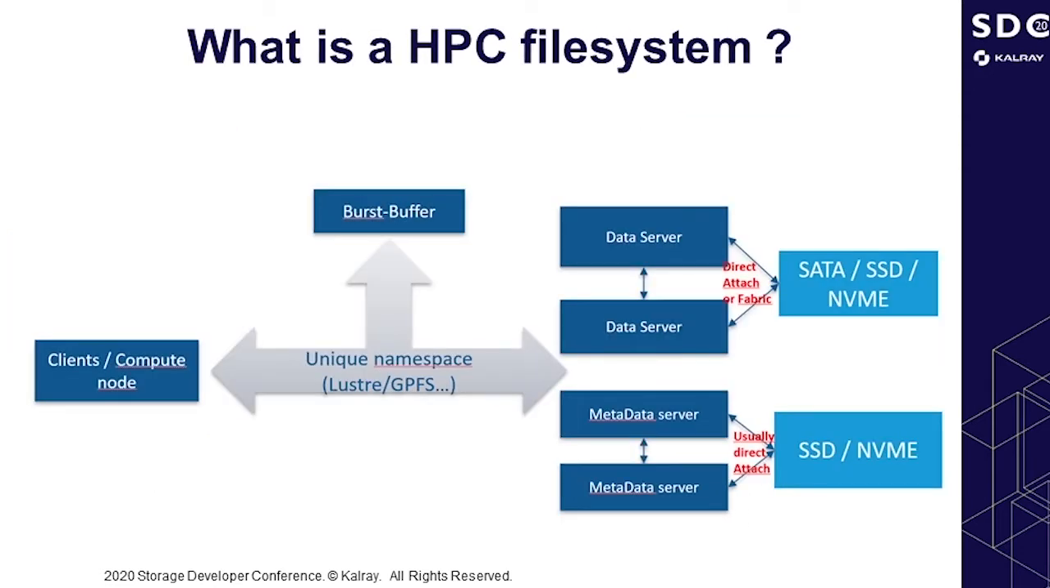So what is an HPC file system? An HPC file system is basically a file system shared between all compute and client nodes in the HPC cluster. They really see one namespace which is unique between all nodes. Sometimes between the parallel file system servers and the compute nodes, we find a burst buffer, which allows for tons of performance for small IOPS, which is not the best use case for HPC file systems.